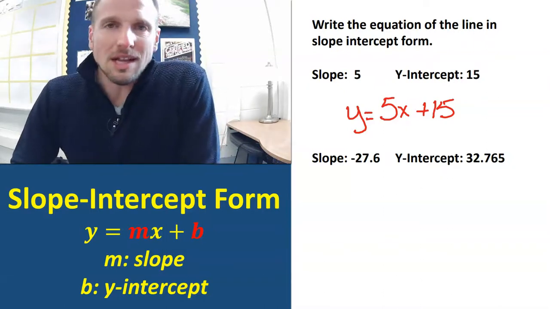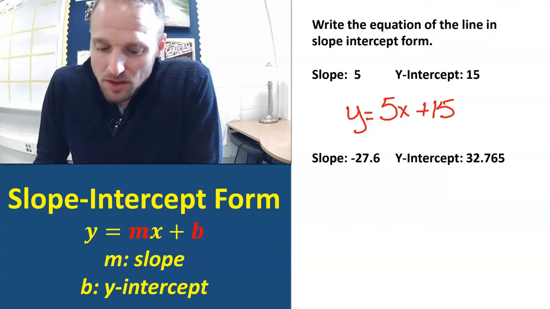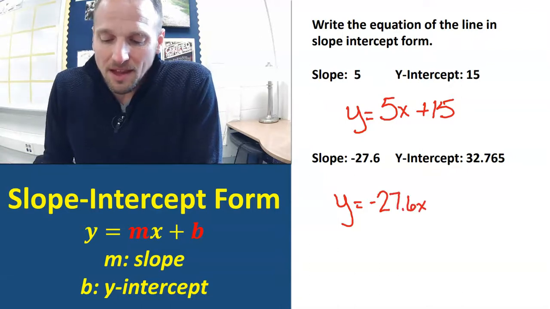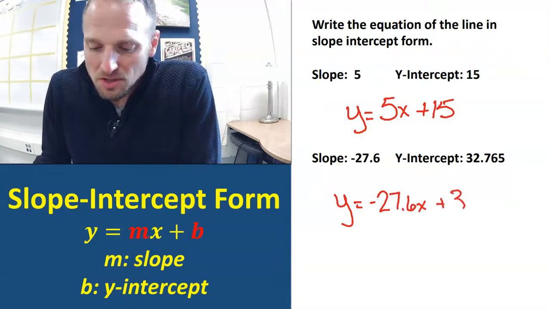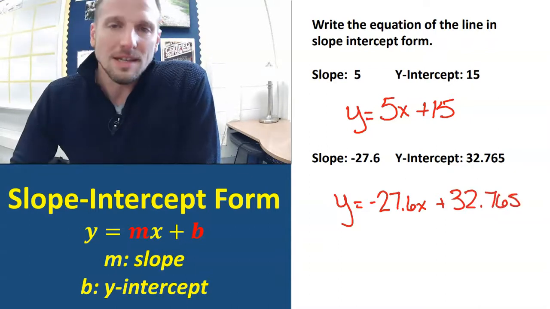Ooh, next one, that's a nasty looking slope and y-intercept there. I mean, that looks crazy, but it doesn't matter. The steps are the same. The slope goes before the x. Y equals negative 27.6x. And then the y-intercept is at the end, plus 32.765. Easy as that, right?